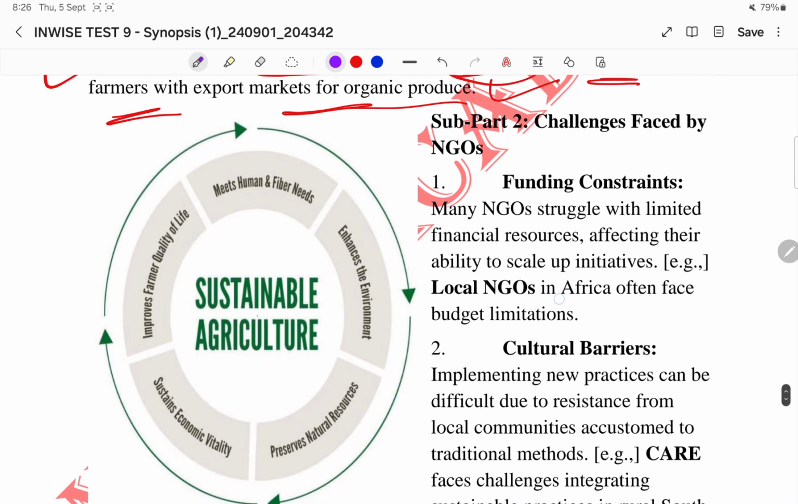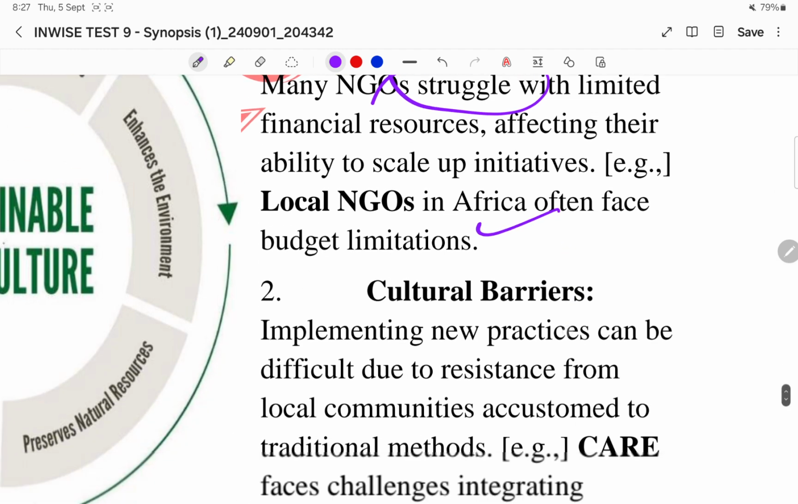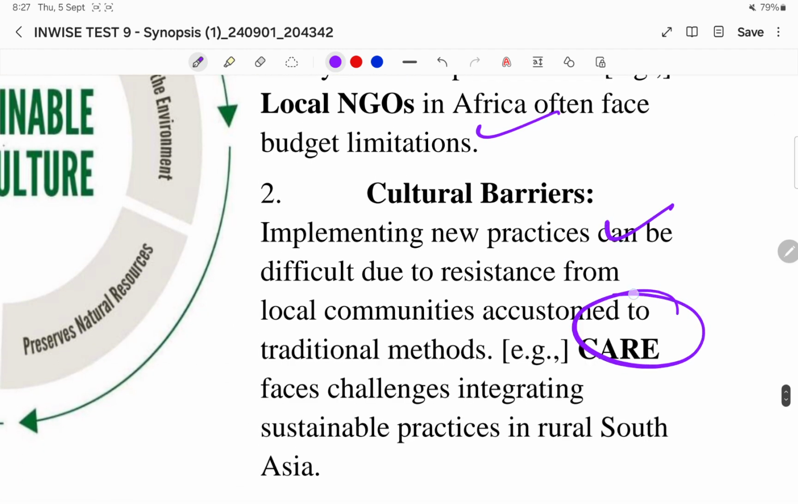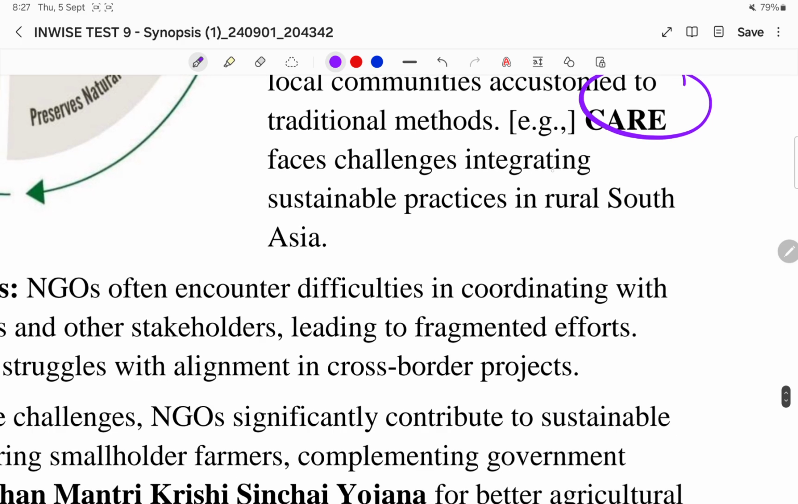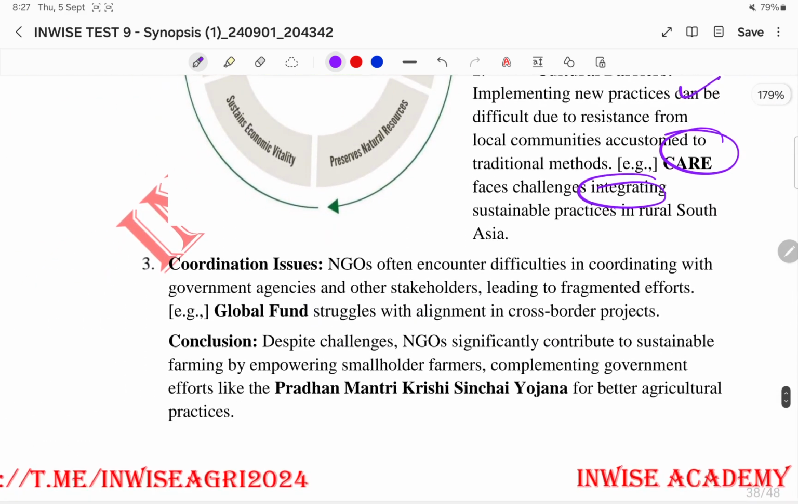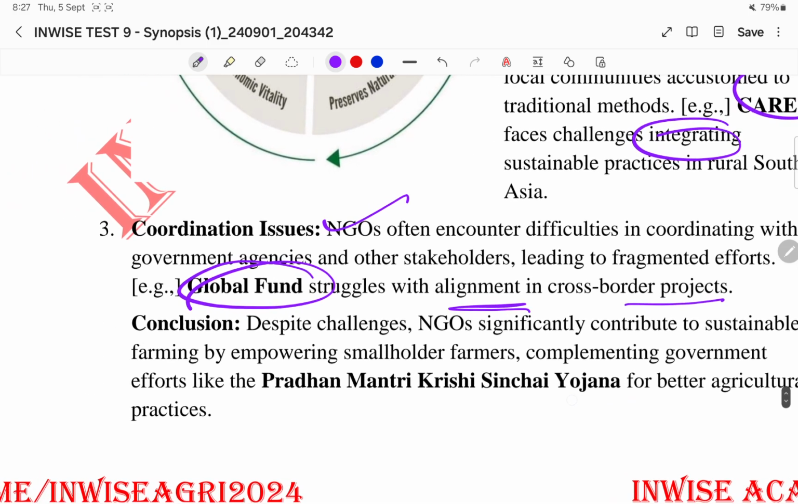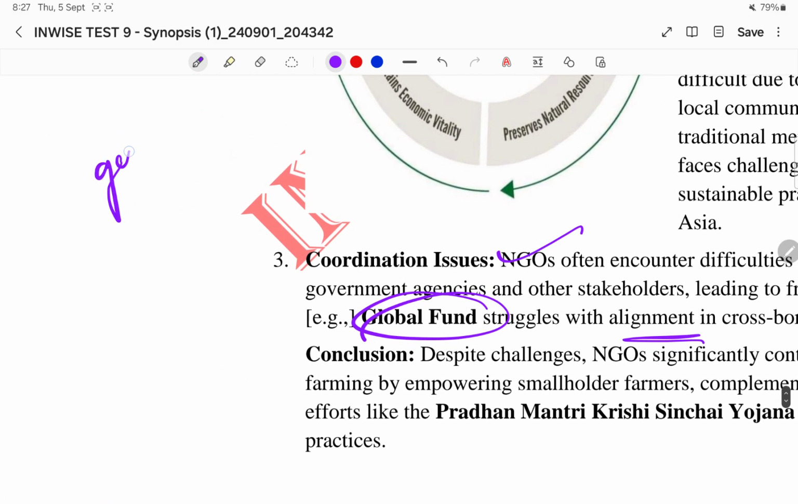Fine. Then come to what are the challenges they are facing. So what are the challenges? One is funding constraints. Many NGOs struggle with limited financial resources. Then cultural barriers. Then CARE faces challenges integrating sustainable practices into rural South Asia. Then coordination issues: the Global Fund NGO struggles with alignment on cross-border projects. So actually the answer was given in general, so it is not the exact answer, right?